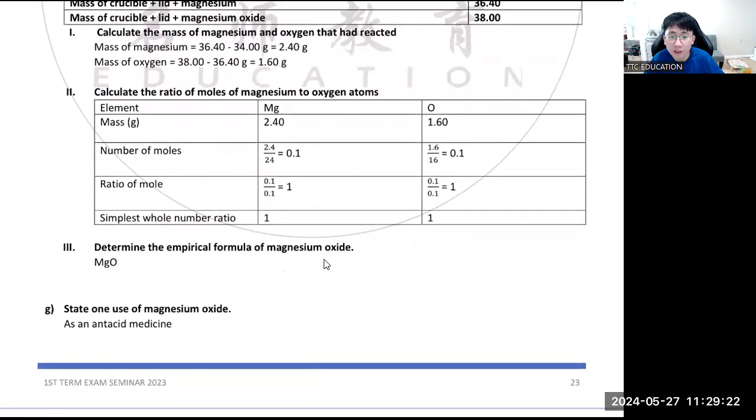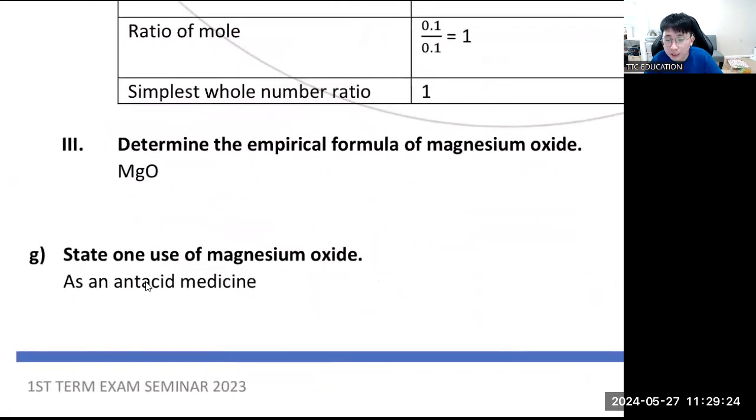Okay, so this one, magnesium oxide. In real life, yes. Because magnesium oxide is alkaline, it's actually used for gastric pain medicine.